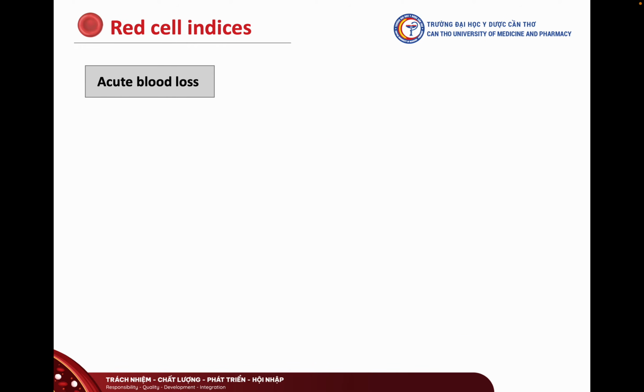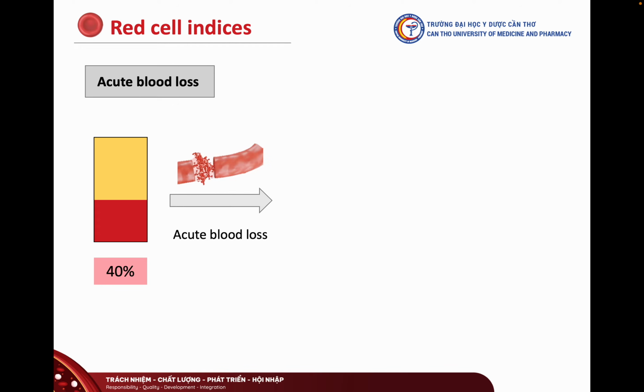And the third factor that affects the red cell indices is acute blood loss. Now let's take a look. In the first hours after bleeding, both red cells and plasma are lost proportionally. So the RBC, HGB, and HCT values may appear normal.